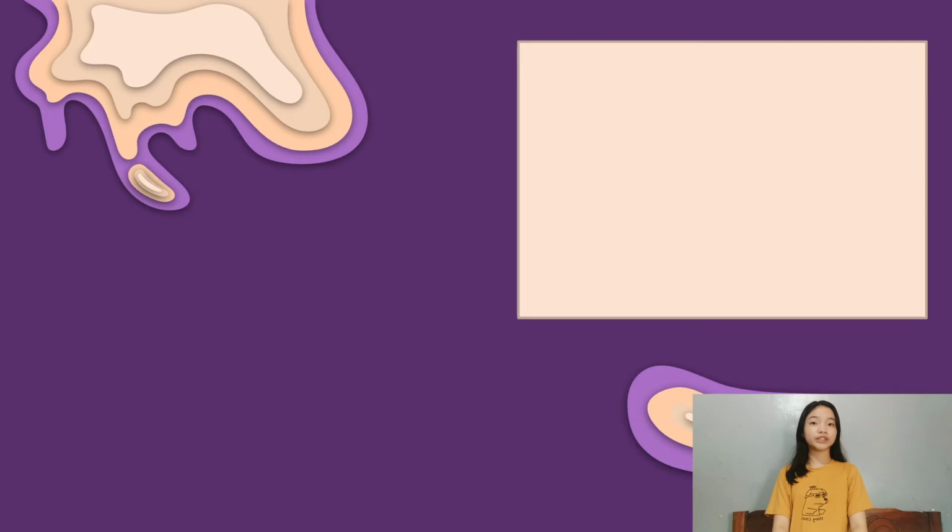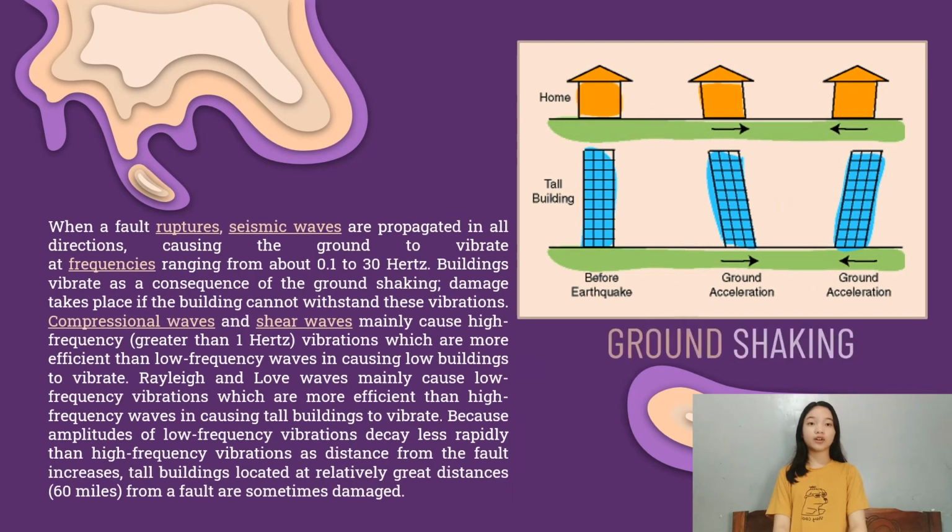When a fault ruptures, seismic waves are propagated in all directions. This causes the ground to vibrate at frequencies ranging from 0.1 to 30 Hz. Buildings vibrate as a consequence of the ground shaking. Damage only takes place if the building cannot withstand these vibrations. Compressional waves and shear waves mainly cause high-frequency vibrations, which are more efficient than low-frequency waves in causing low buildings to vibrate. When we say high-frequency vibrations, these are vibrations usually greater than 1 Hz.